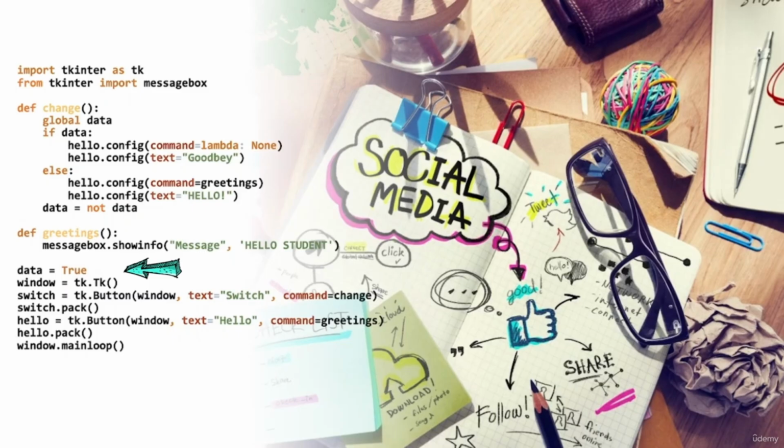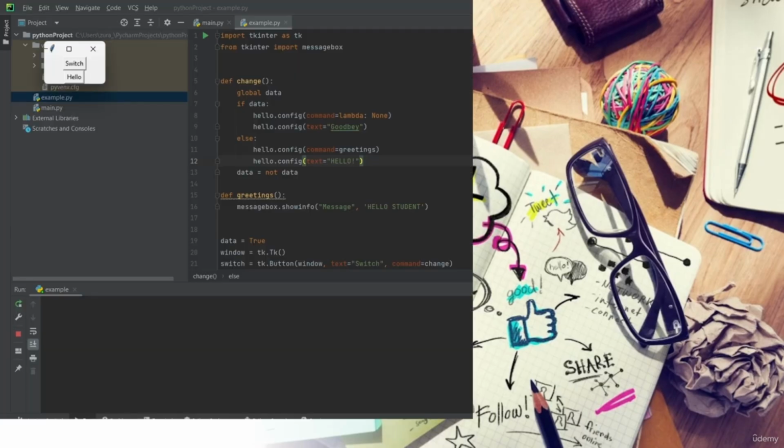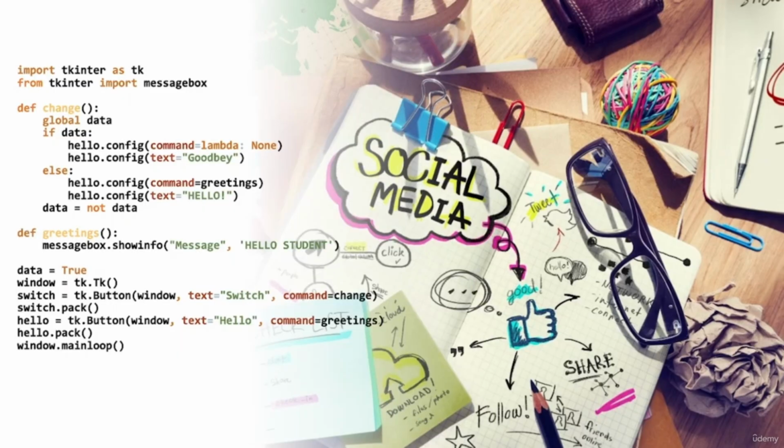Now, as we run our code and the two buttons appear on our window, when we click the switch button, it will take us to the change callback. We will use the global keyword inside our function to effectively change its value. For now, as our data equals true, we will apply the config method on our hello button. By assigning lambda colon none to our command argument, we are able to remove the callback from our hello button.